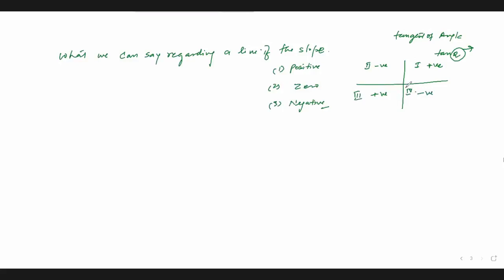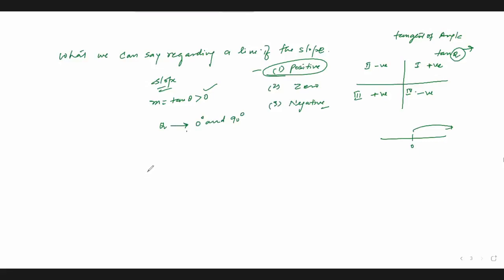If the slope of a line is positive, what can we say? We can say that m equals tan theta and it is greater than 0 because it is positive. As we know, positive numbers lie on the right hand side of 0. So if tan theta is greater than 0, then what will be my theta? My theta can lie between 0 degree and 90 degree, or you can say that it is an acute angle.